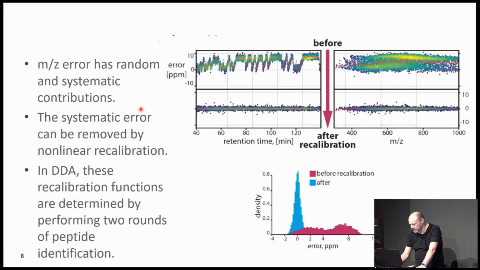So maybe you remember from yesterday, in the DDA workflow, we are using this principle of doing two searches. So one search is just done for giving us calibrants for the alignment, basically. And then after we correct the data based on this first search, we do the main search. And only the main search is actually performed to obtain identifications that are then used later on in the workflow.